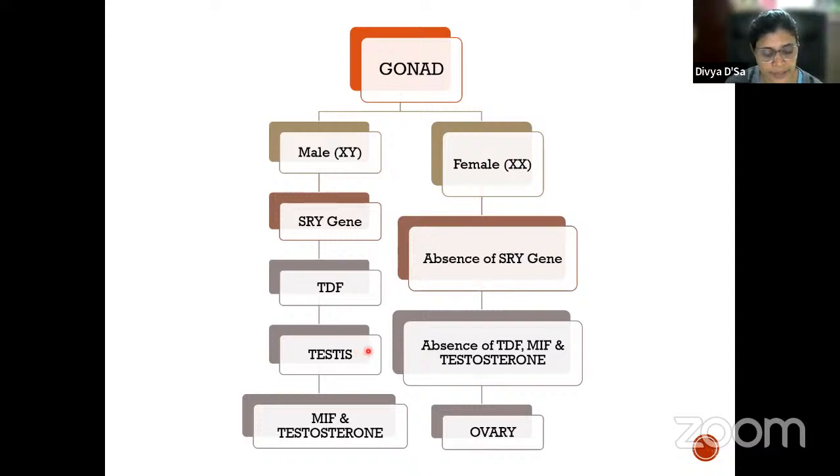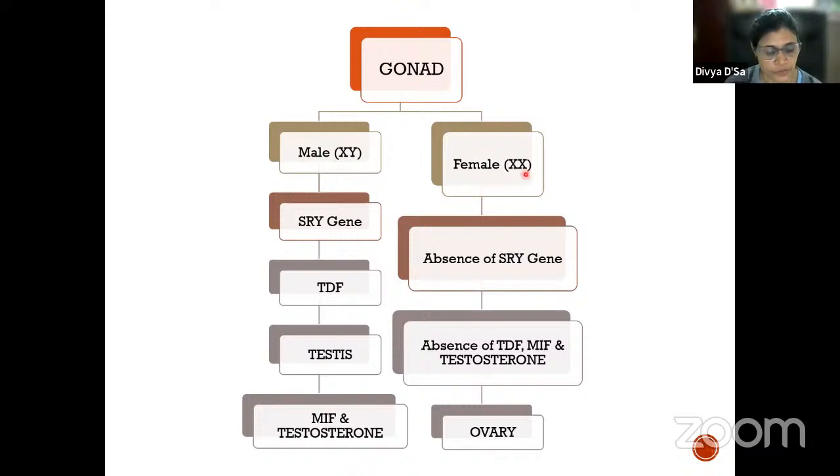At the indifferent gonad stage, because of the presence of the SRY gene, which encodes the protein TDF, the testis determining factor, the developing testis shows the formation of Leydig and Sertoli cells. These produce the Mullerian inhibiting factor and testosterone. Because of this, the embryo becomes phenotypically male.